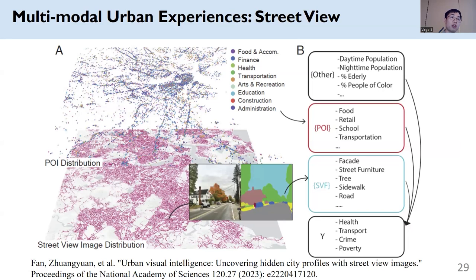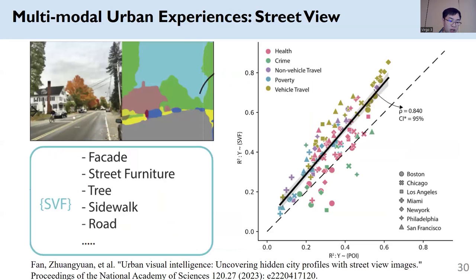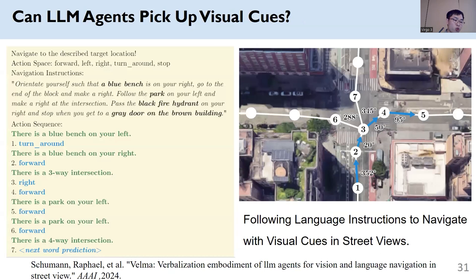And the second part we explore is the multimodal urban experience. There's a paper from last year called Urban Visual Intelligence, showing that the visual cues in urban space can be used to predict a lot of important urban events, like events related to health, to crime, and a lot of other important stuff, which can be accurately predicted with the visual cues in urban space. So it's natural to ask, can LLM agents pick up those visual cues?